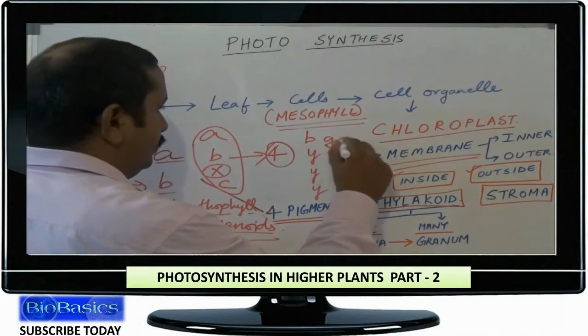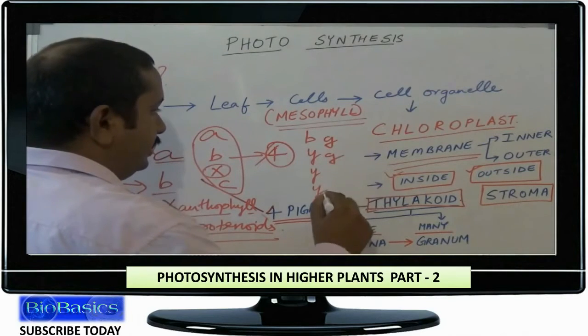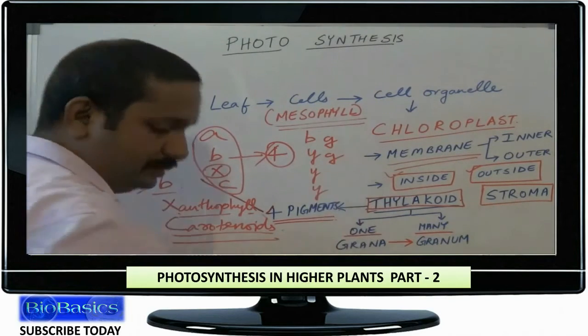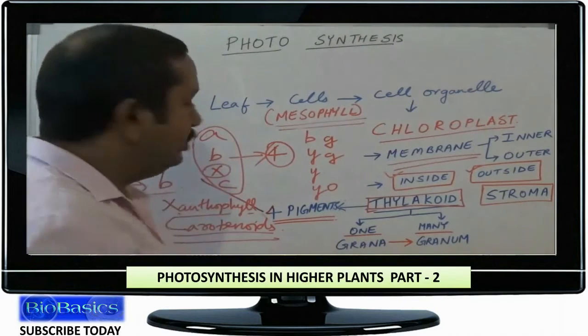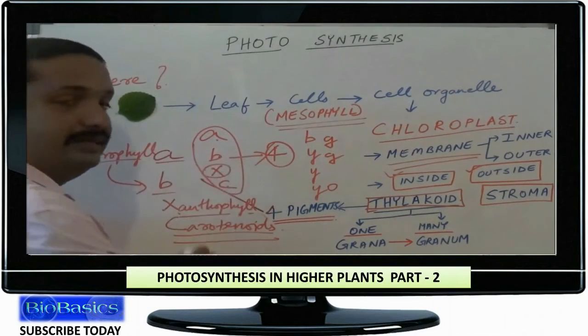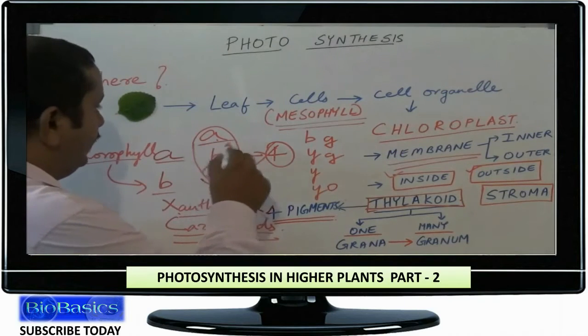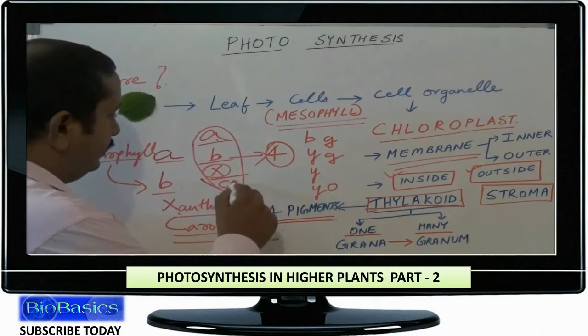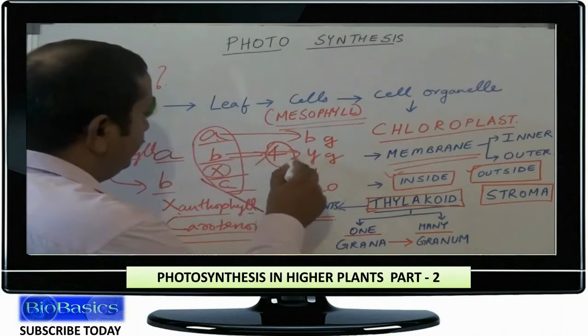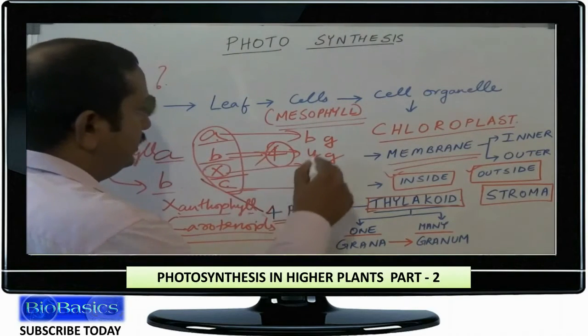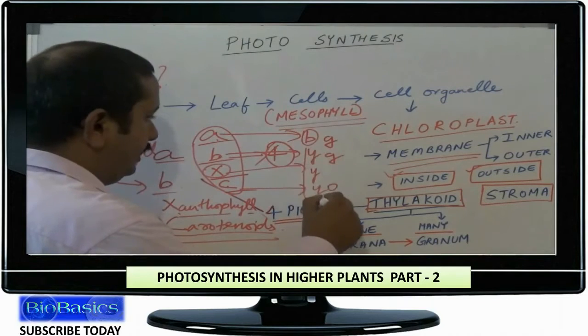And then put blue, green, green, yellow, orange. Okay, so how do you remember them? A, B, C, put an X: chlorophyll A, chlorophyll B, xanthophylls and carotenoids. Each of them is responsible for a particular color. What are they? Put B and 3 Y's.